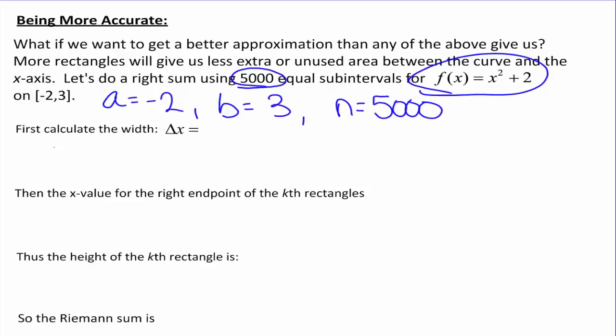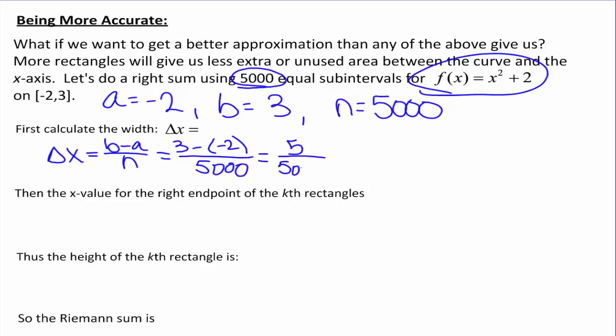So now we have to recalculate our delta x. It's supposed to be B minus A over N. So it's 3 minus -2 over 5,000, which is 5 over 5,000, which is 1 over 1,000. Feel okay about that?